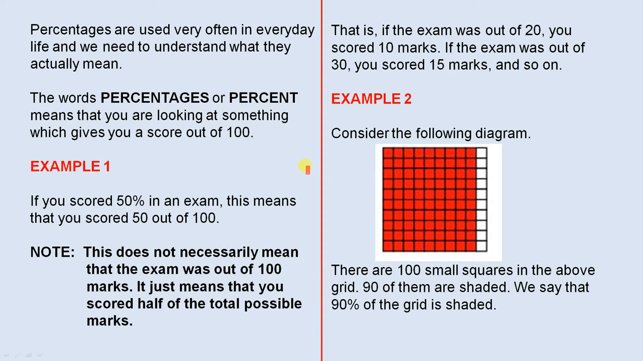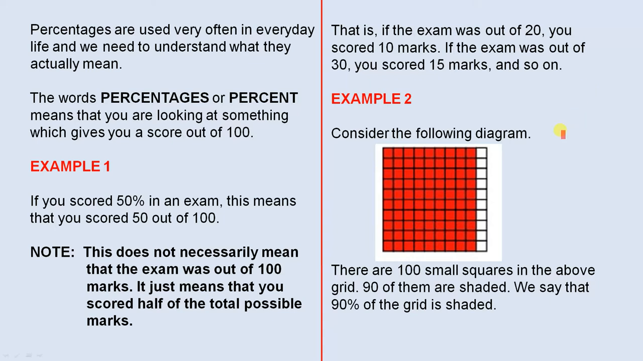Example 1. If you scored 50% in an exam, this means that you scored 50 out of 100. This does not necessarily mean that the exam was out of 100 marks. It just means that you scored half of the total possible marks, because 50% out of 100 is a half. That is, if the exam was out of 20, you scored 10 marks, because that's half. If the exam was out of 30, you scored 15 marks, and so on.